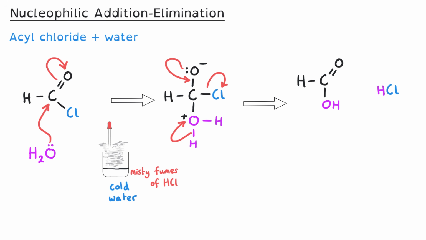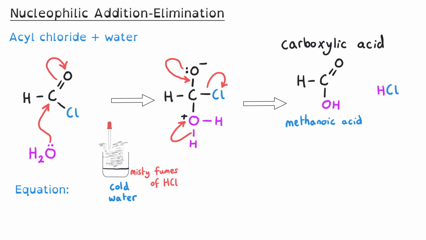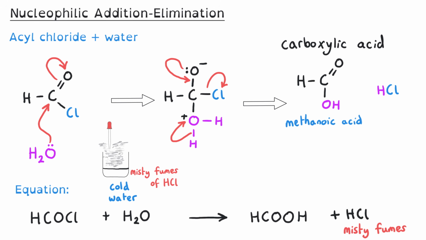The second product in this case would simply be a carboxylic acid. And since I've been showing methanoyl chloride at the beginning, the carboxylic acid that would be produced would be simply methanoic acid. And so the equation for this reaction would have methanoyl chloride reacting with water and producing methanoic acid and HCl.